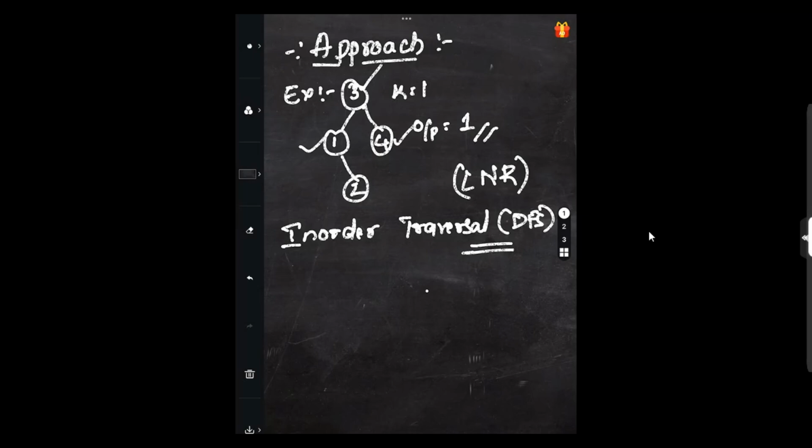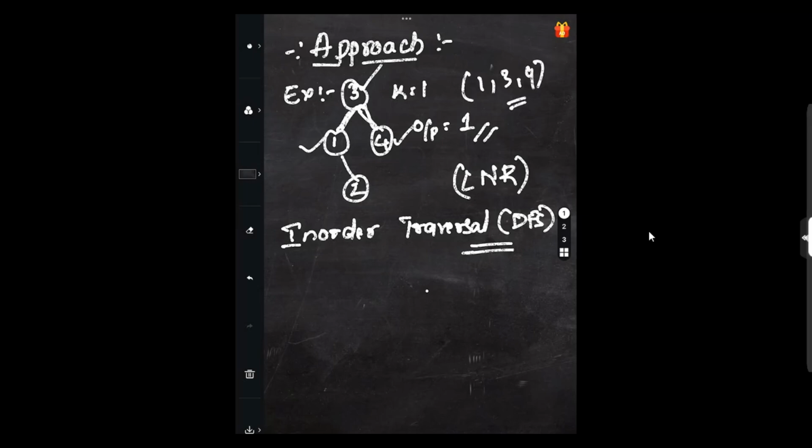Why are we making use of in order traversal? In a binary search tree, we have the smallest values at the left subtree, the mid value is the root node, and the greater values are at the right subtree. If we consider in order traversal starting from left, node, and right, we will get the values in ascending order. So here in this case, we will get 1, 3, 4.